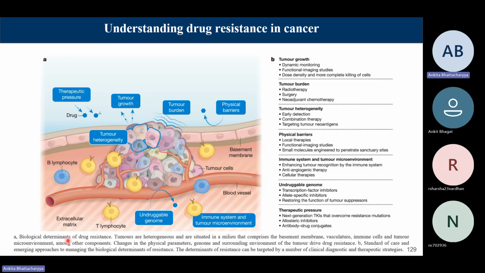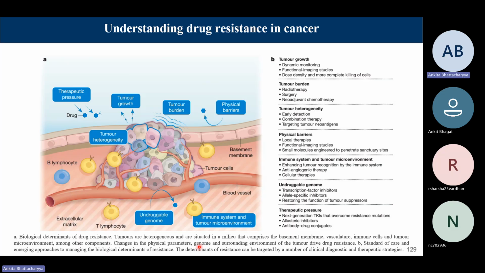So this schematic actually highlights the different biological determinants of drug resistance. Like we've discussed, tumors are heterogeneous. They're situated in a milieu that comprises the basement membrane, the vasculature, immune cells, and tumor microenvironment, among other components. So first of all, if you look at this mass, you'll be able to see different colors and different types of cells which are present, indicating the tumor heterogeneity. Then the fact that it lies on this basement membrane and it is surrounded by the vasculature, which is the blood vessel. It is surrounded by some sort of immune cells as well, like T lymphocytes, B lymphocytes, for example, and other components. All of this can actually be present.